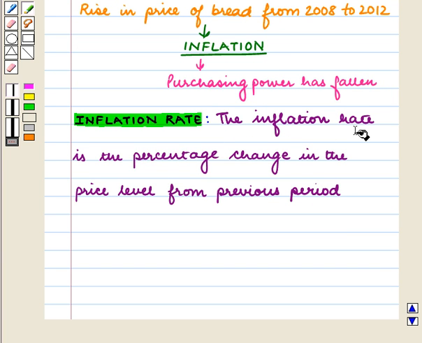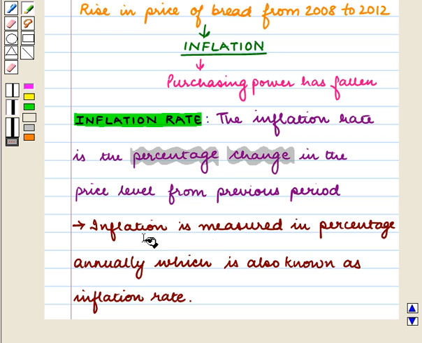The inflation rate is the percentage change in the price level from the previous period. Inflation is measured in percentage annually, which is also known as inflation rate. As inflation rises, every dollar you own buys a smaller percentage of a good or service.